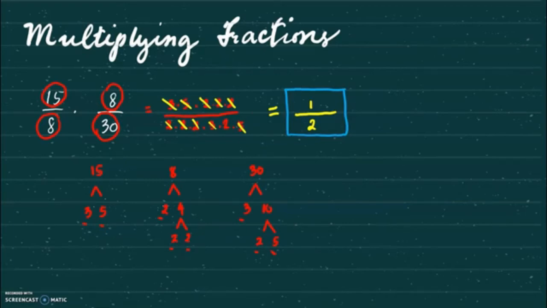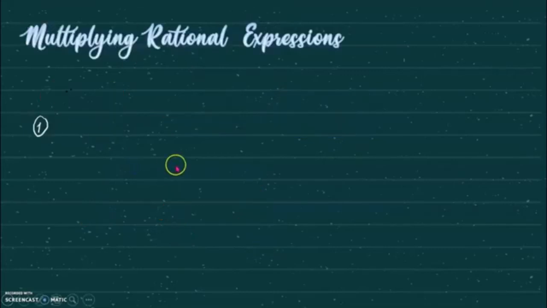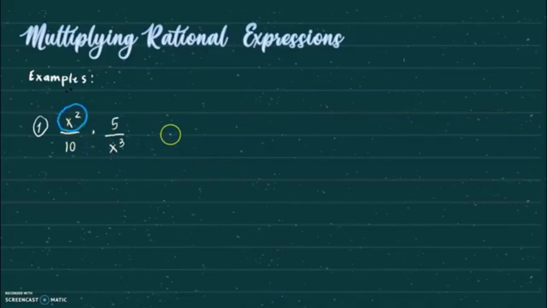Alright, so let's proceed to multiplying rational expressions. So we have here x squared over 10 times 5 over x cubed. Still the same process. Find the factors of x squared. We know that the factors of x squared are x times x. And here, prime factors of 10, that's equal to 2 times 5. 2 is already prime. 5 is already prime. So prime factors of 10, we have 2 times 5. And then factors of 5. Now, 5 is a prime number, so just write it right away.